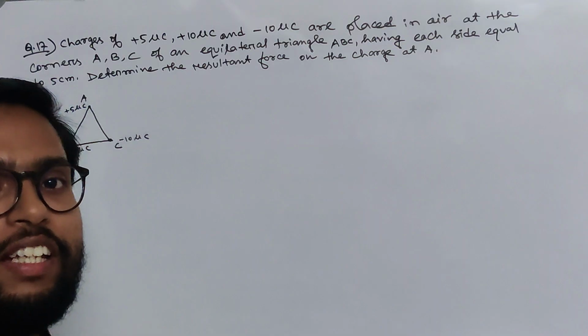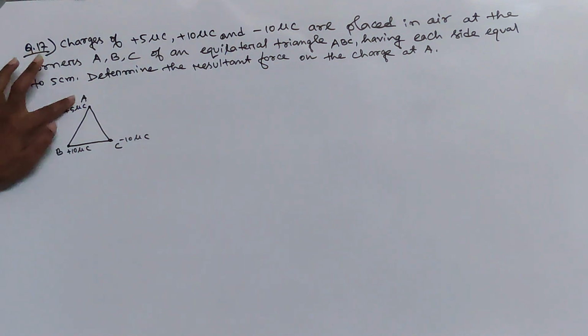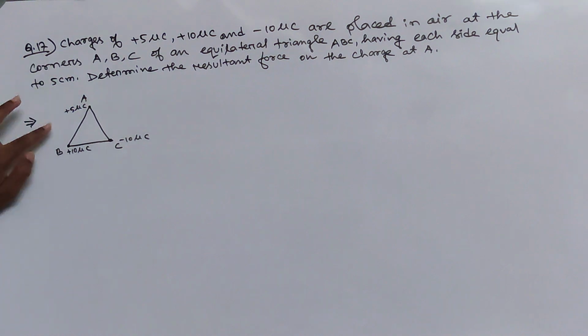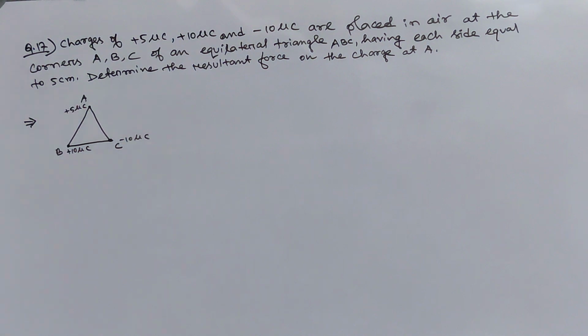Question number 17 is: charges of 5 microcoulomb, plus 10 microcoulomb and minus 10 microcoulomb are placed in air at the corners A, B, C of an equilateral triangle ABC having each side equal to 5 cm as shown in this figure. You have to determine the resultant force on the charge at the position A. That is, you have to find the resultant force on the 5 microcoulomb charge at the corner A.